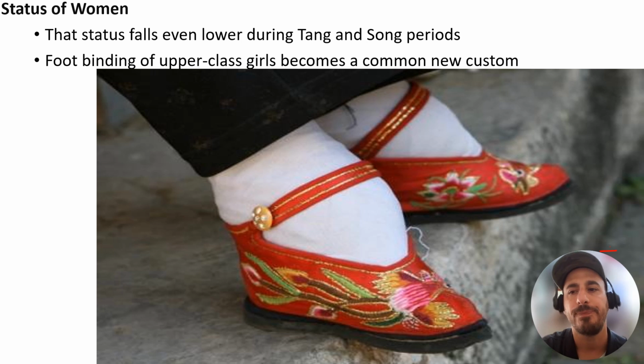Okay, so we're going to go ahead and talk a little bit about the status of women in this society at this time. Through that, we're going to look at this new custom that forms. And this custom is, of course, called foot binding. In this time period, to understand this, there's both the aesthetic and the functional that we need to talk about.